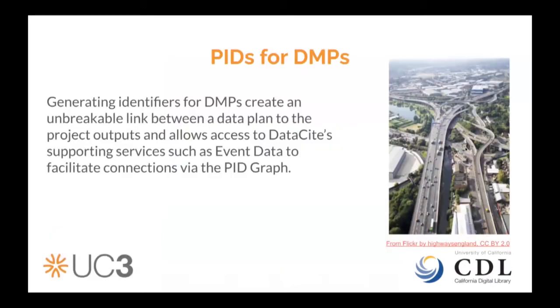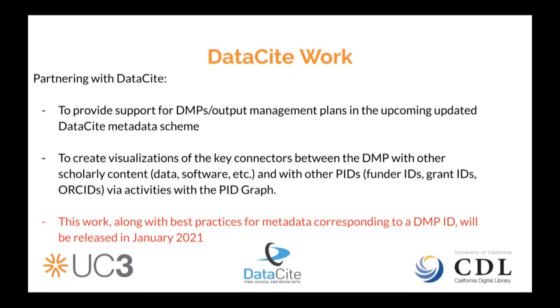Next slide, please. So we're doing a lot of work around identifiers. And the reason we think identifiers are really key in this is that the use of identifiers within DMPs and the use of an identifier for DMPs allow us to create a link between the data management plan and all of the project outputs. And importantly, it allows us to use the existing infrastructure of identifiers and DataCite so that we're able to facilitate these connections within the PID graph. We don't have to build a new system or build a new infrastructure. We're hooking into this existing infrastructure by using openly available, openly licensed identifiers. You go to the next slide.